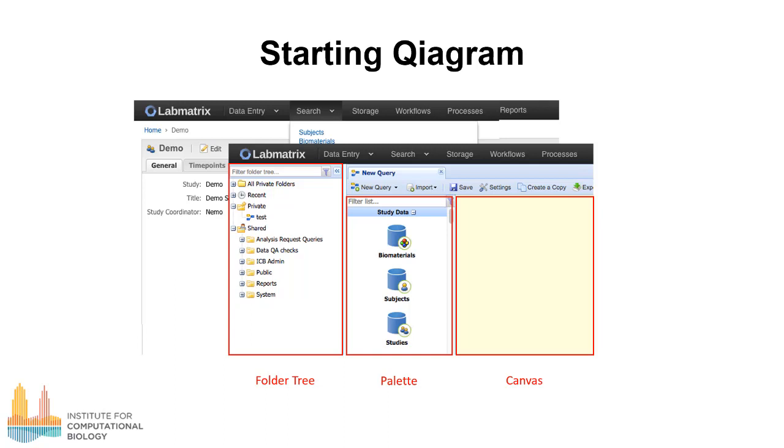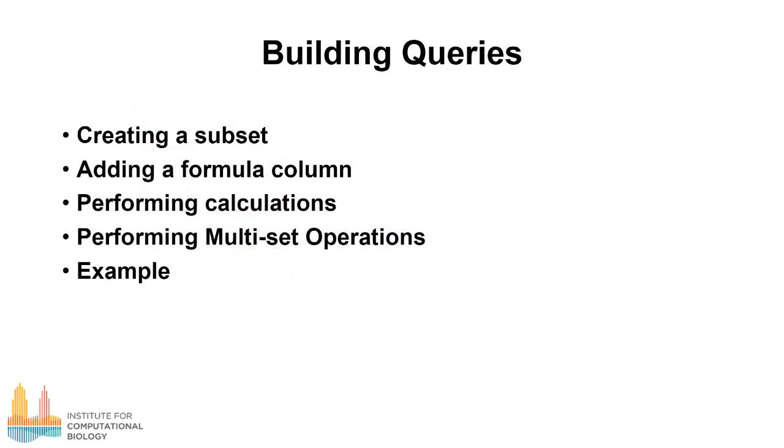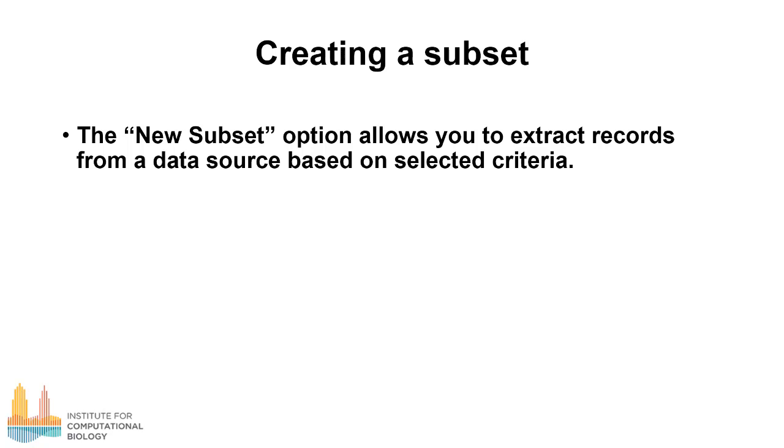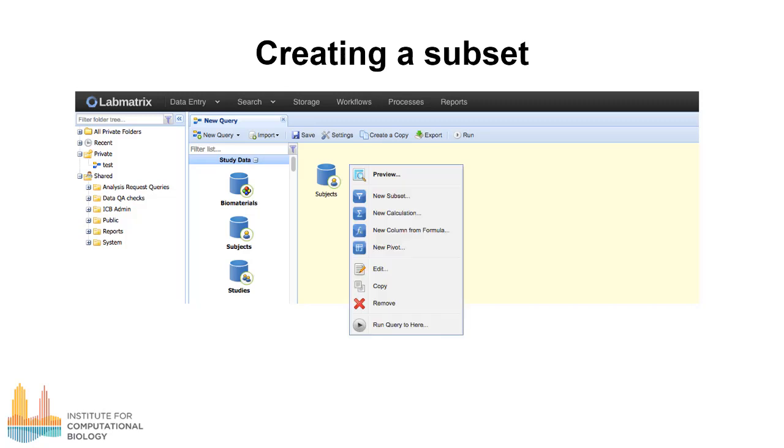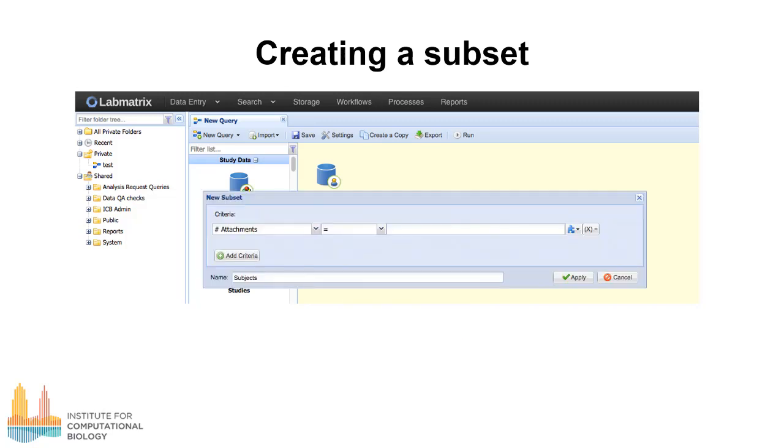To start constructing a query, drag a data source from the palette onto the canvas. Once a data source is on the canvas, Qiagram tools can be used to apply criteria to define a subset of the data source. The New Subset option allows you to extract records from a data source based on selected criteria. To create a subset, drag the node onto the canvas, right-click, and select New Subset. The subset window will open.